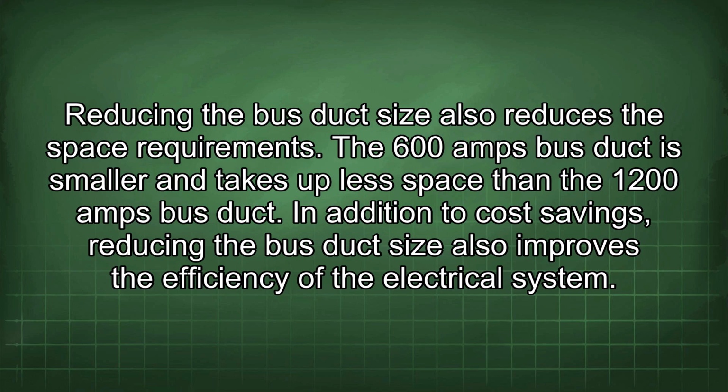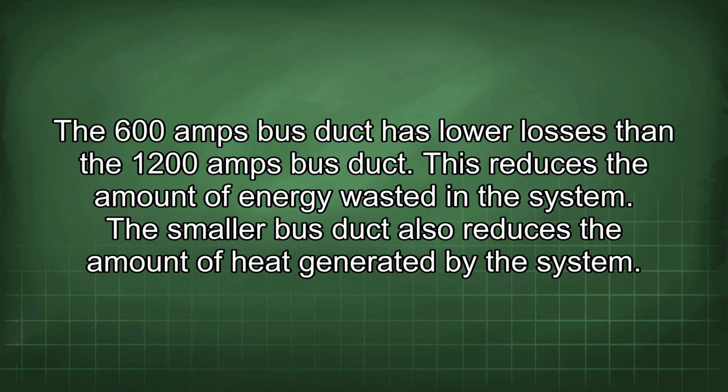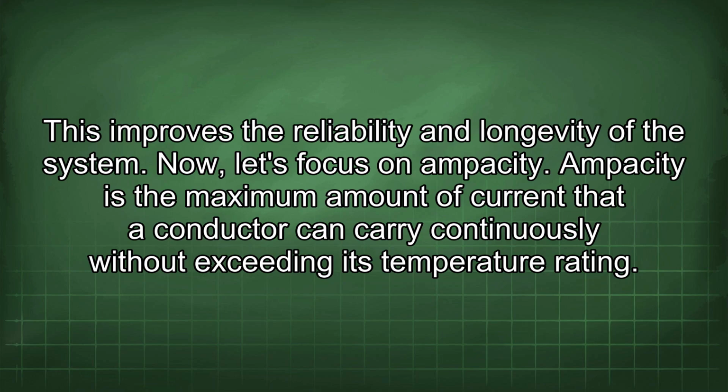In addition to cost savings, reducing the bus duct size also improves the efficiency of the electrical system. The 600 amps bus duct has lower losses than the 1200 amps bus duct. This reduces the amount of energy wasted in the system. The smaller bus duct also reduces the amount of heat generated by the system. This improves the reliability and longevity of the system.